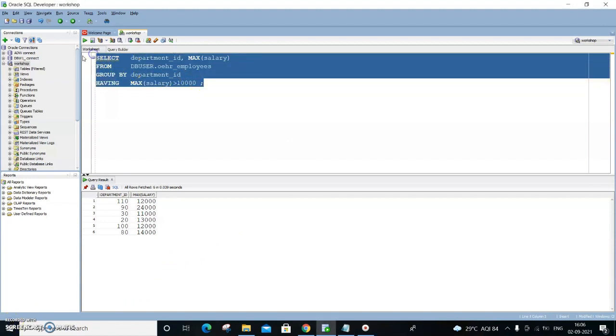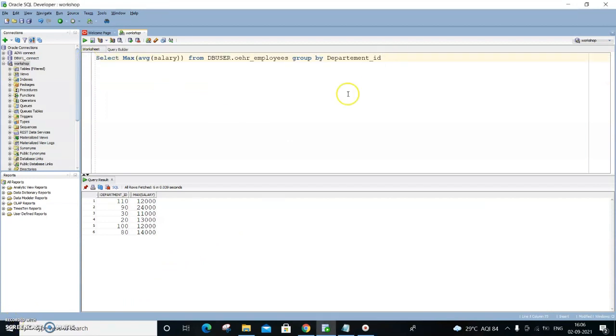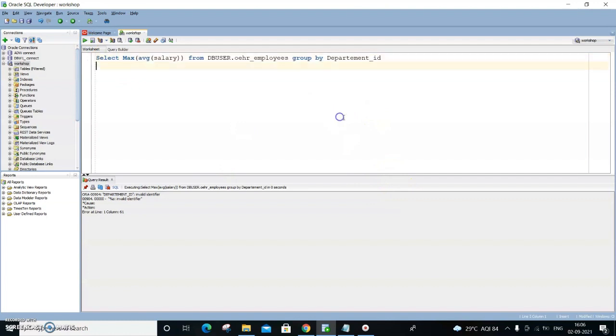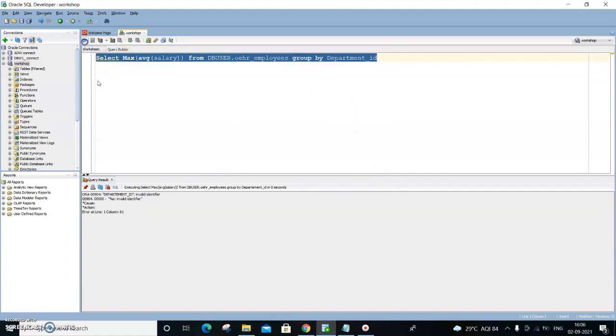And finally, the nesting function, max of average salary, department ID. And here it is. Within the average salaries, the max salary of a specific department is 19,000 odd. So that's about the nesting function in the group by clause as well. Thank you.